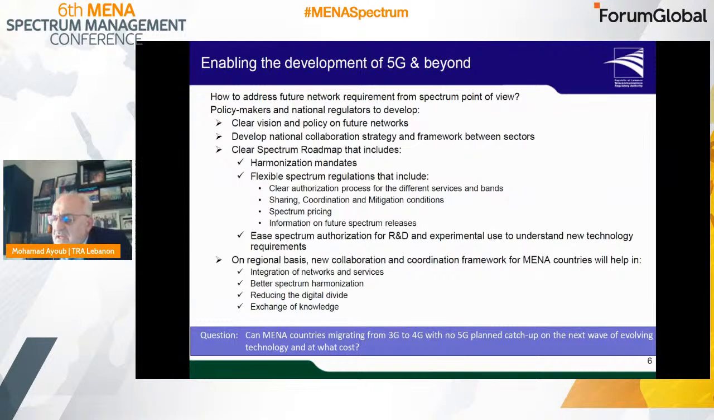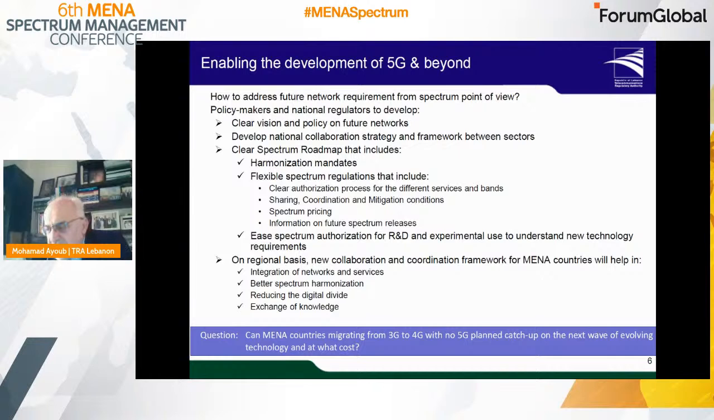Enabling the development of 5G and beyond: how to address future network requirements from a spectrum point of view. Policymakers and national regulators need to develop a clear vision and policy on future networks, a national collaboration strategy and framework between sectors, and a clear spectrum roadmap that includes harmonization, flexible spectrum regulation, and a clear authorization process. Sharing, coordination, and mitigation conditions have to be well defined, along with spectrum pricing, information on future spectrum release, engagement, and authorization of spectrum for research and development and for experimental use in order to understand the new technology requirements.